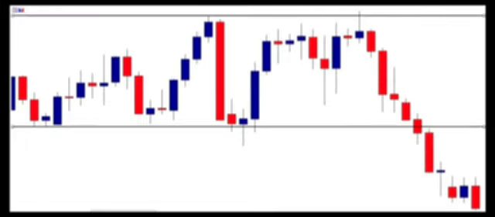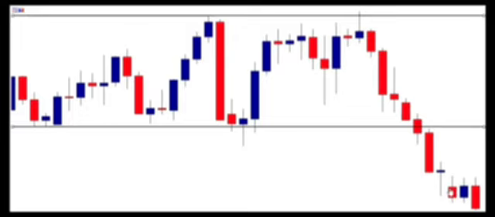Look at another example. This is a range-bound market. In this type of market, we only trade from the boundaries. I mean from support and resistance, because buyers wait at the support level and sellers wait at the resistance level.